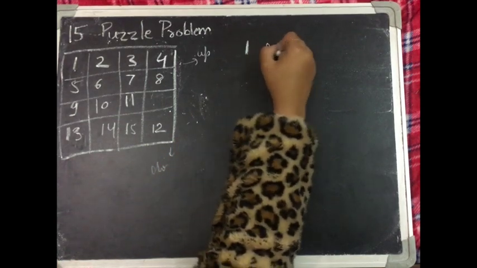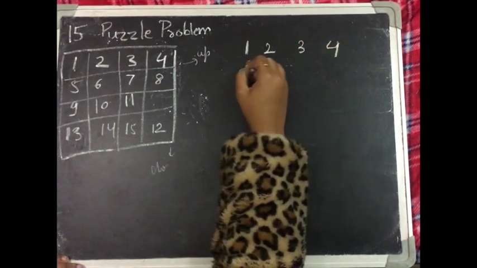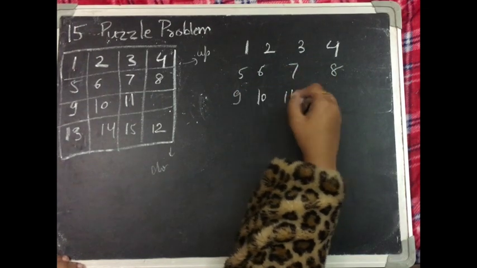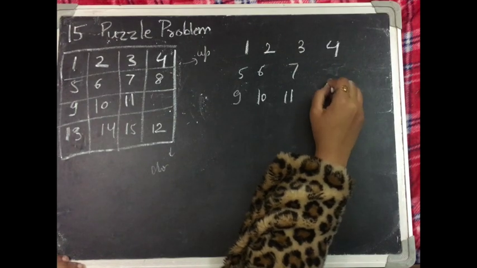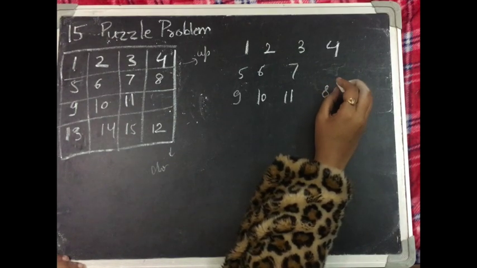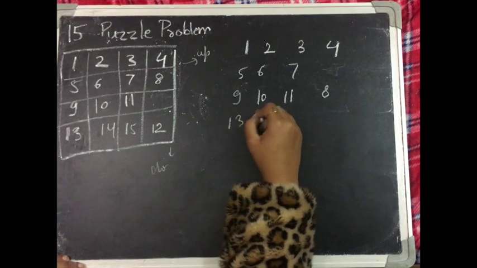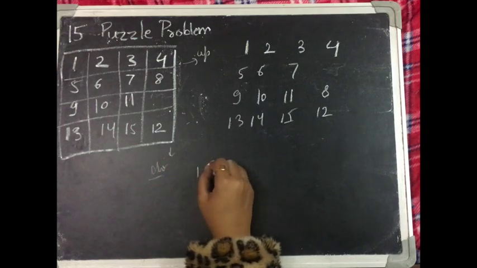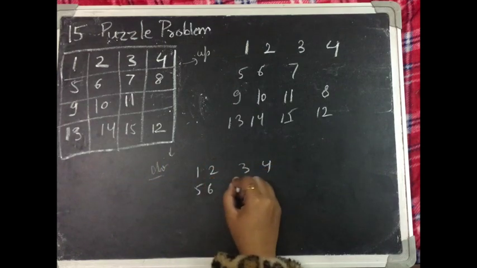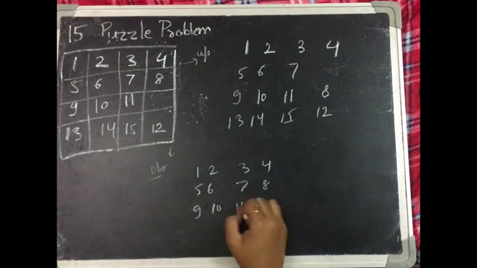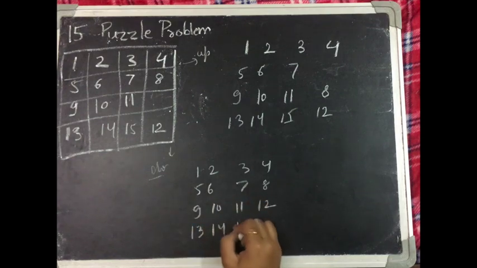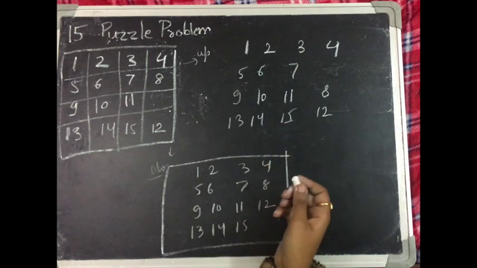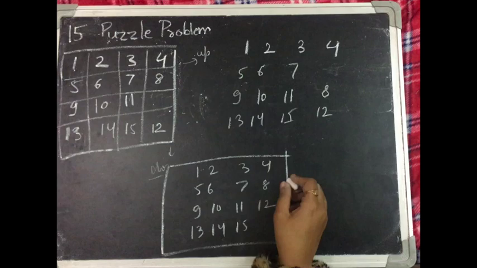So it will become 1, 2, 3, 4, 5, 6, 7, 8, 9, 10, 11. This will be this and 8 here. And then 13, 14, 15 and 12. And for the down, it will be 1, 2, 3, 4, 5, 6, 7, 8, 9, 10, 11, 12, 13, 14 and 15. That is, I get the goal state. So I do not need to solve any further. That is by using the following moves.